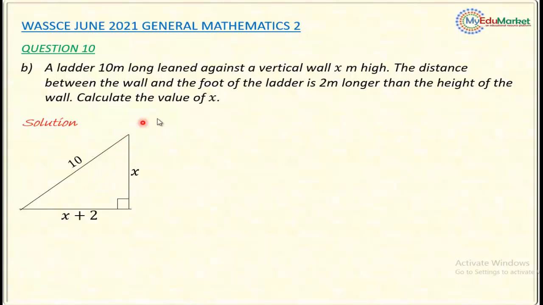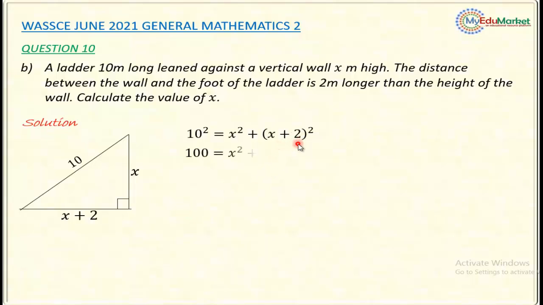So let me move ahead and find the height of the wall, which is x. Applying Pythagoras, because this is a right-angled triangle, because the wall is always at 90 degrees to the horizontal ground. The wall is always vertically erected on the ground, so this angle is 90. So my triangle is a right-angled triangle, so I can apply Pythagoras. The square of 10, the hypotenuse, equals the square of this side x plus the square of the other side, which is x plus 2.